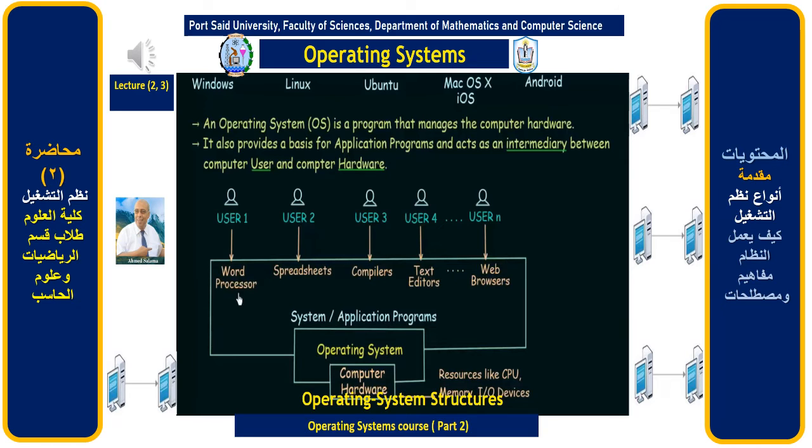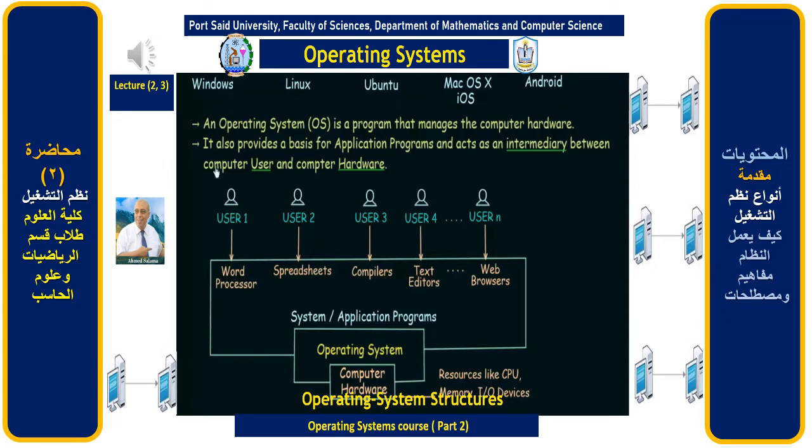So the user just opens what he wants to use, and he just uses it, and all the underlying things that have to happen, all the communication that has to happen between the computer hardware and the user, is taken care of by the operating system. It does all of it for the user, and thus the usage of the computer becomes very easy for users because of the presence of the operating system. So that is the main task of an operating system.